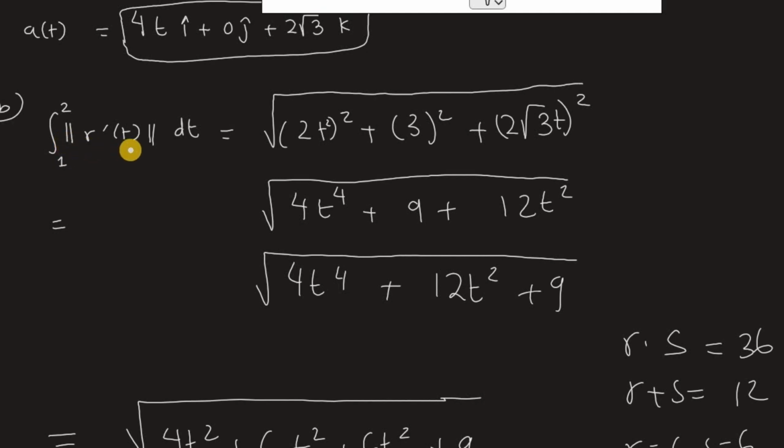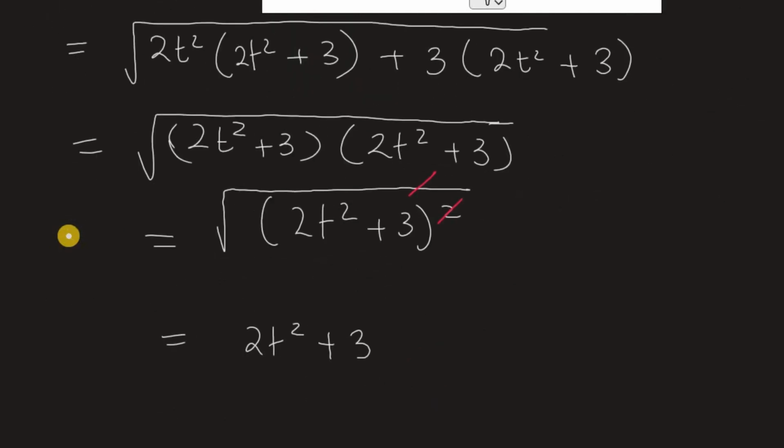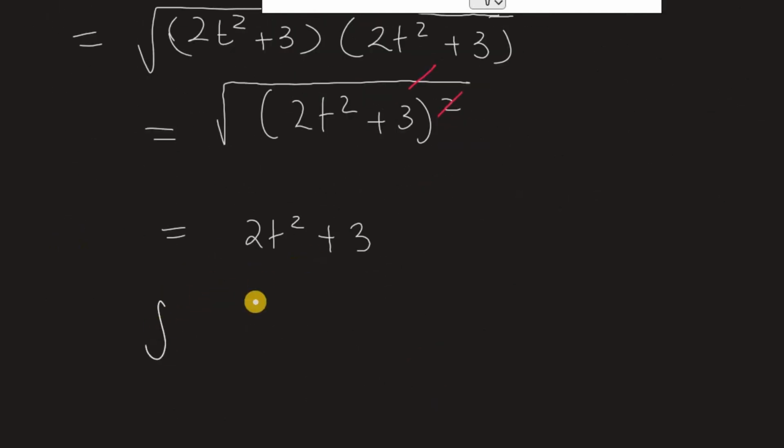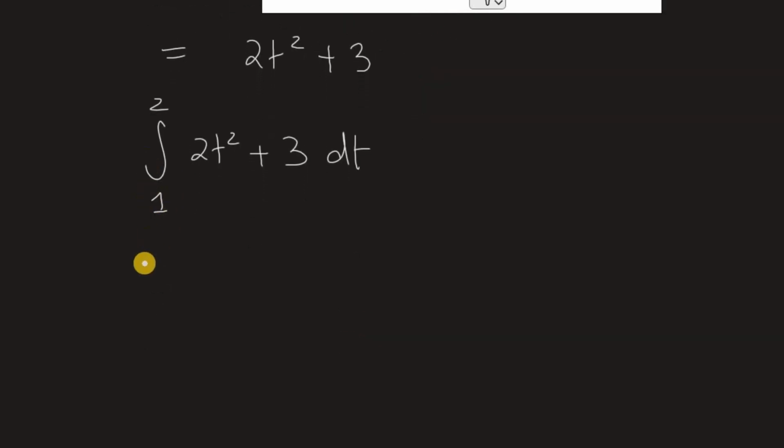Okay, so what are we going next? So we just found the magnitude of the r prime of t. Now this is 2t squared plus 3, right? Now we need to integrate the answer that we found with respect to dt, from the interval 1 to 2. So let's go ahead and find the integral of this with respect to dt, and the limits of integration from 1 to 2.